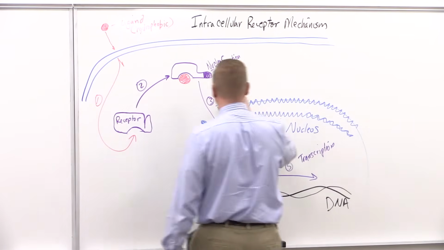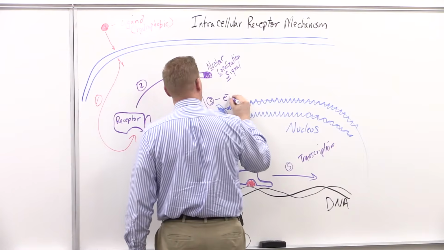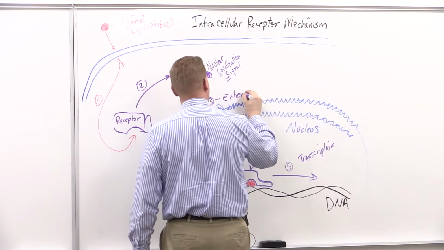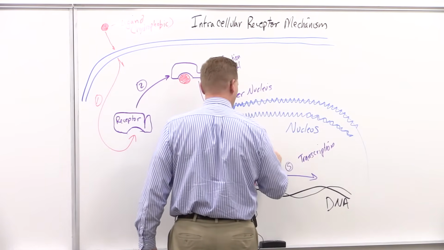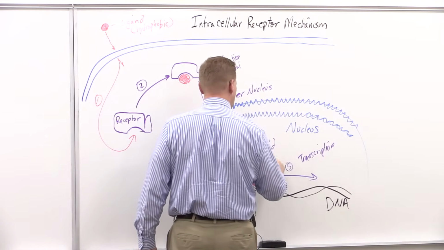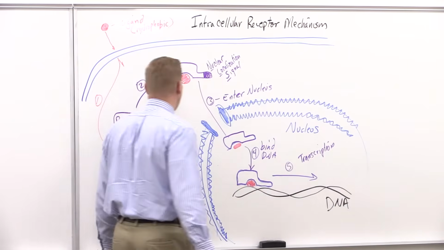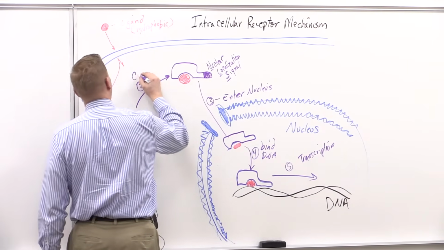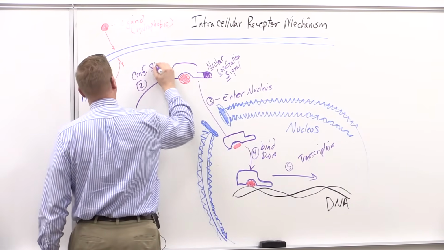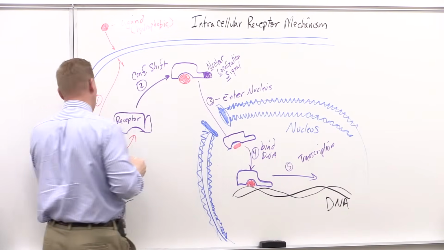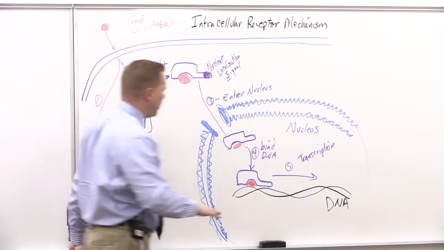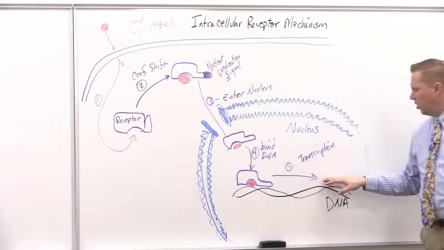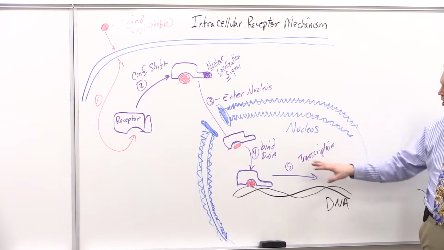So we've got step 3 was entrance, so we entered the nucleus. Step 4 was bind DNA. Step 5 is transcription. Step 2, remember, was our conformational shift. And step 1 was signal binding. And so this is the response that we're actually looking for. This is the activation of it, transcription.